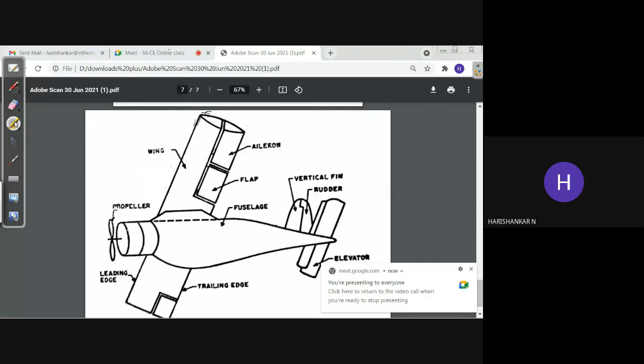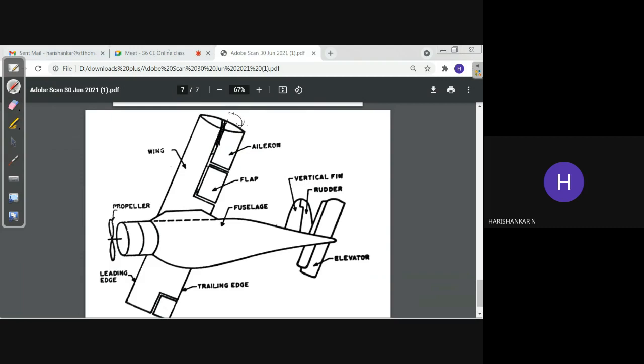Here you can see these ailerons can be folded. Here you can see there is a hinge. This hinge can facilitate the rotation of the aileron. Once the aileron rotates, then what will happen? It can control the curvature like this.